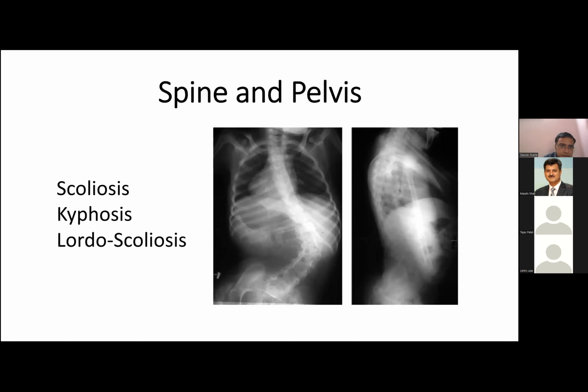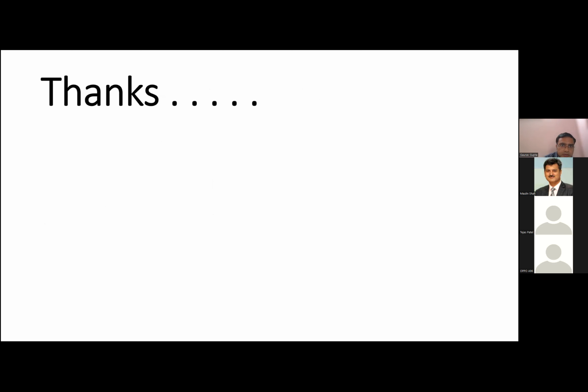In the spine, we should assess for scoliosis, kyphosis, and lordoscoliosis. So this, in brief, is the static physical examination which we do. Obviously, we need gait assessment. Then we should objectify our findings with X-rays or CT scans, 3D gait analysis, and then plan our treatment. So thank you, sir. And this is open for discussion now.